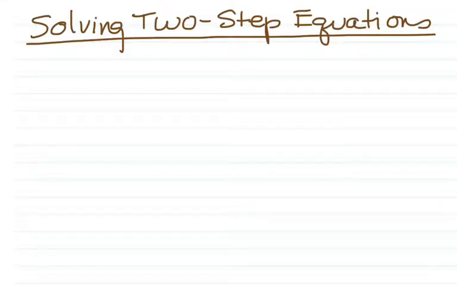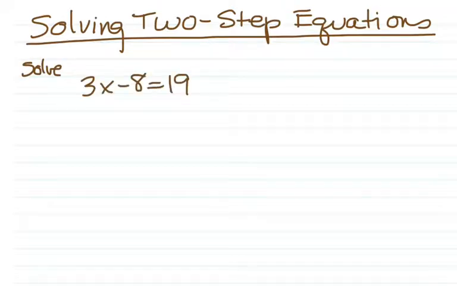On to solving two-step equations. So we've got 3x minus 8 equals 19. Now we have two different operations on the same side of the equation as x. So we're going to have two different bonds we have to break. We have to break the bond of multiplication and the bond of subtraction. And we actually work our way back up from the bottom of the order of operations to the top.